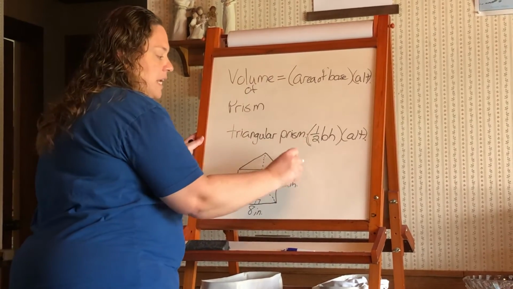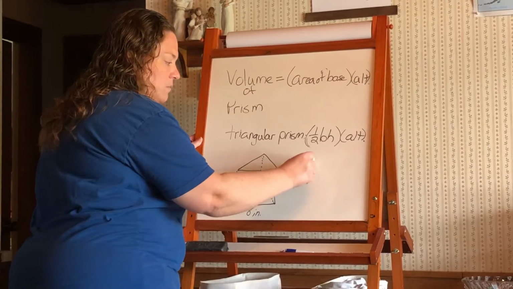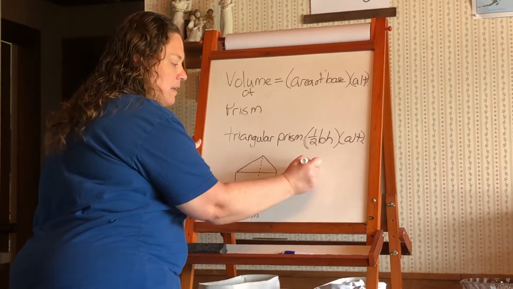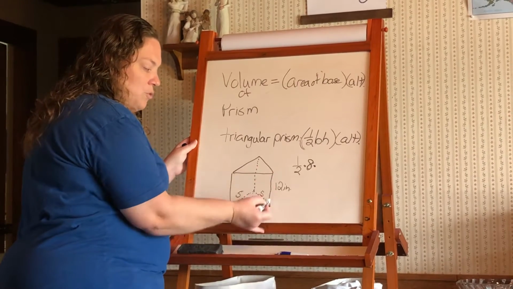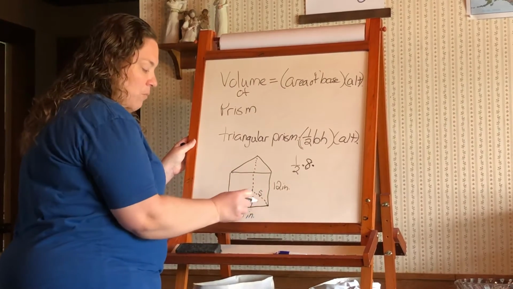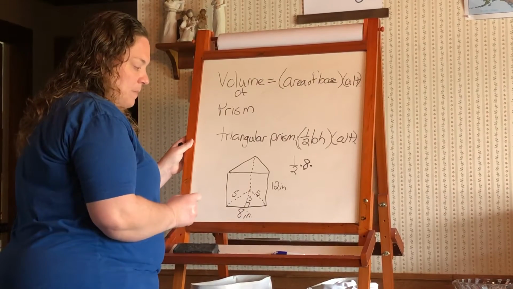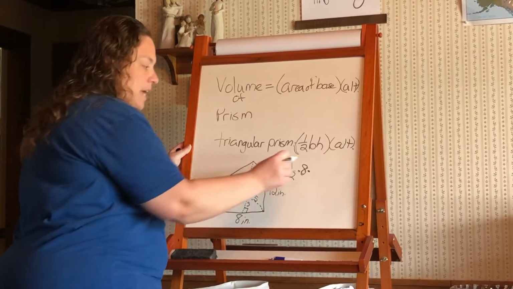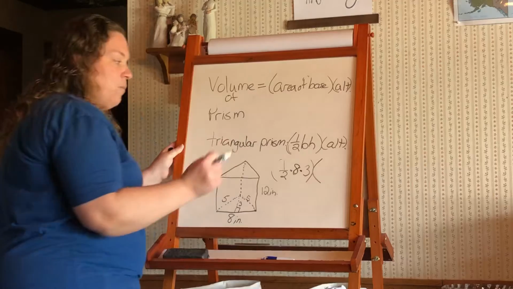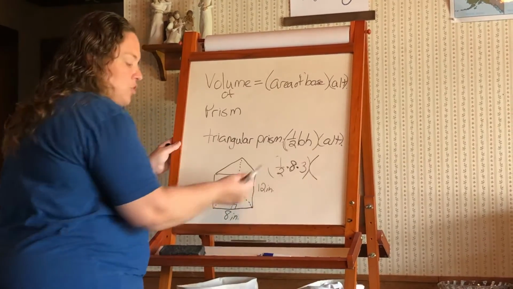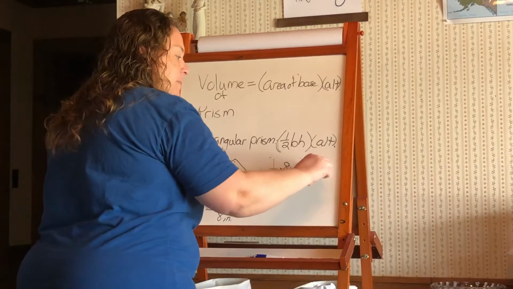So to put this in here, I have 1/2 the base of the triangle, which is 8, times the height of the triangle, not the altitude or height of the prism. Right now we're just looking for the area of this triangle right here. So the height of this triangle is 3. Now we're going to multiply that times the altitude of the whole prism, which is 12 inches.